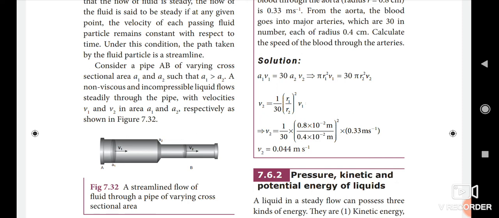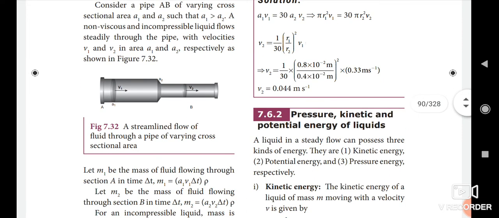A non-viscous and incompressible fluid: what is meant by non-viscous? It does not adhere to each other. So that is called a non-viscous and incompressible fluid, a liquid without stickiness. It flows steadily through a pipe with some velocities also. V1 and V2 are the velocities in the cross-sectional areas A1 and A2 respectively. Then see figure 7.32. This is the streamline flow of fluid through a pipe having varying cross-sectional areas A1 and A2 with velocities V1 and V2.